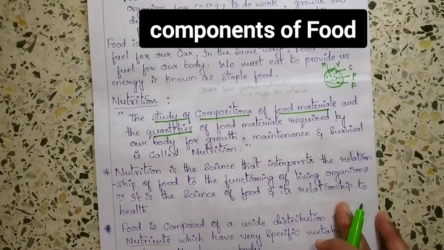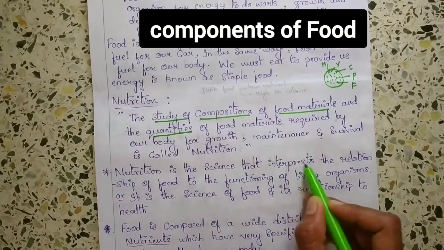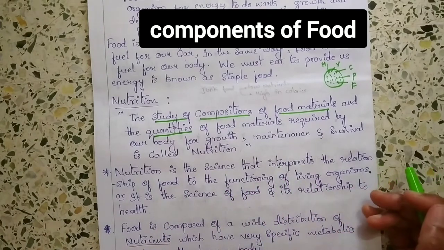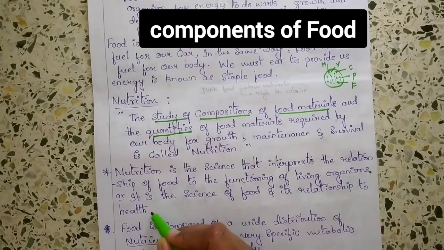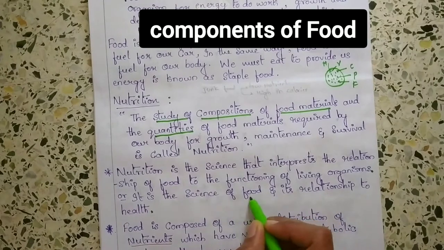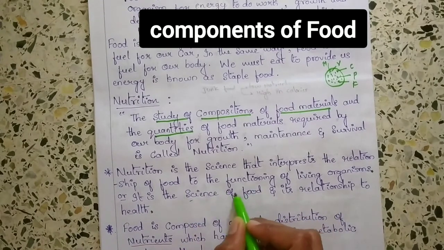Okay, so we can say like this also, nutrition is the science that interprets the relationship of the food to the functioning of the living organisms. Or you can say it is the science of food and its relationship to the health, that is called as nutrition. It is nothing but the study of science, study of food.